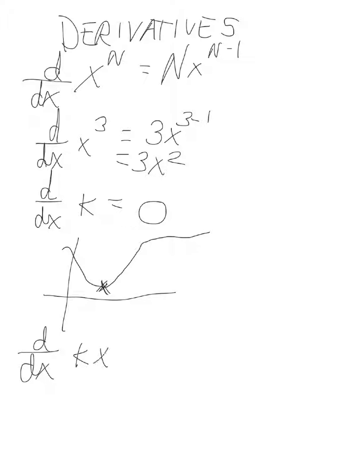Alright, so what if I have, say, a constant times x? I take the derivative. You always just bring the constant along. And then you have, in this case, 1 times x to the 1 minus 1 power, or k times x to the 0. But anything to the 0 power is just 1. So you have just plain k. Alright, let's get a new slide here.